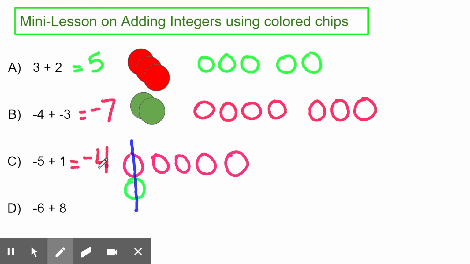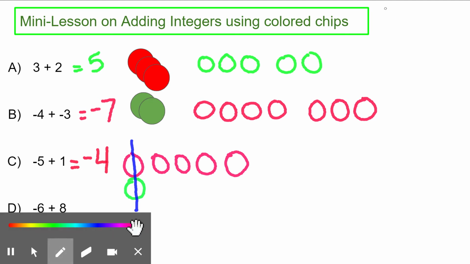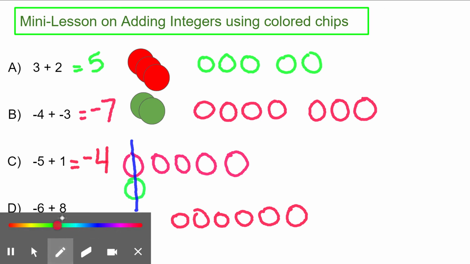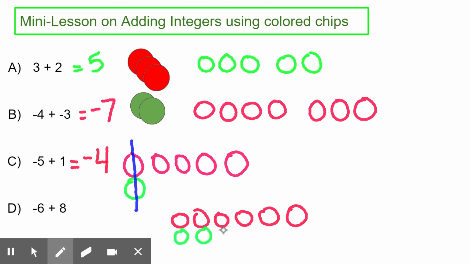So take a look at that equation and start to notice what's happening here. -5 plus +1 equals -4. Okay. Last one, -6, 2, 3, 4, 5, 6, plus a +8. What do you think the answer is?